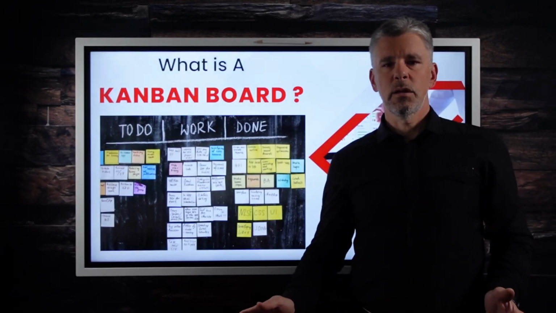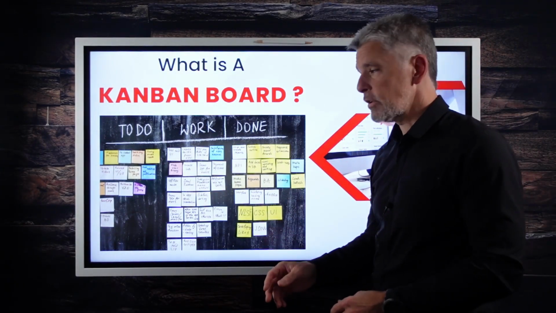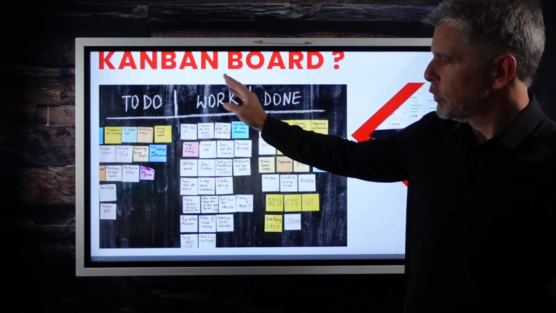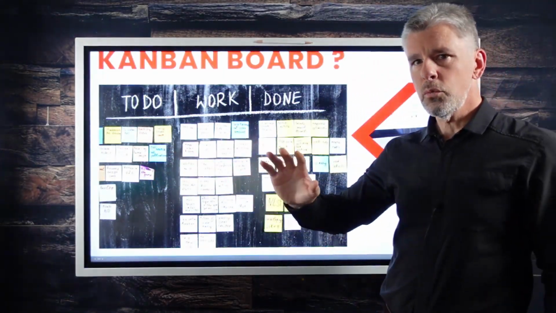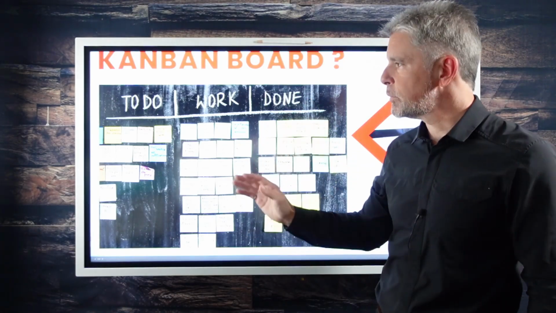So what is a Kanban board? A Kanban board was originally created by somebody at Toyota. Basically, it's a board. As you can see, it was an old type of board with Post-its on it that you can use to do pretty much whatever you want. You can create your own stuff, and we'll see an example in a few minutes.